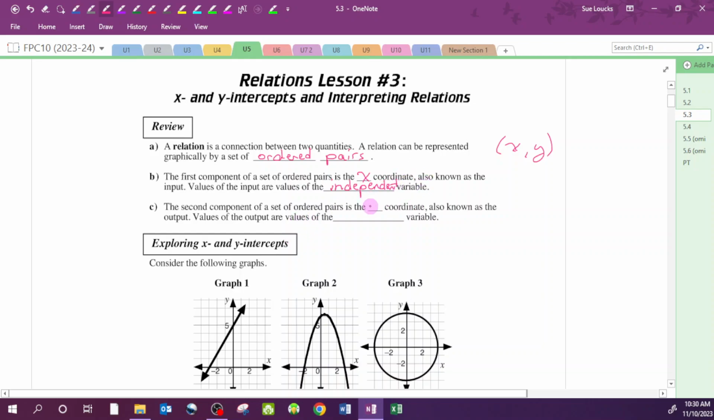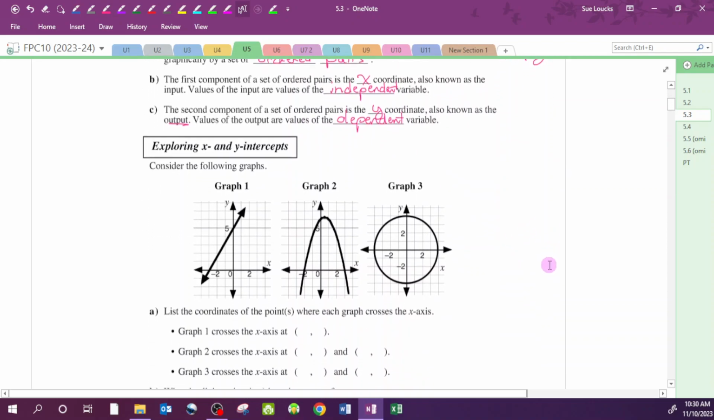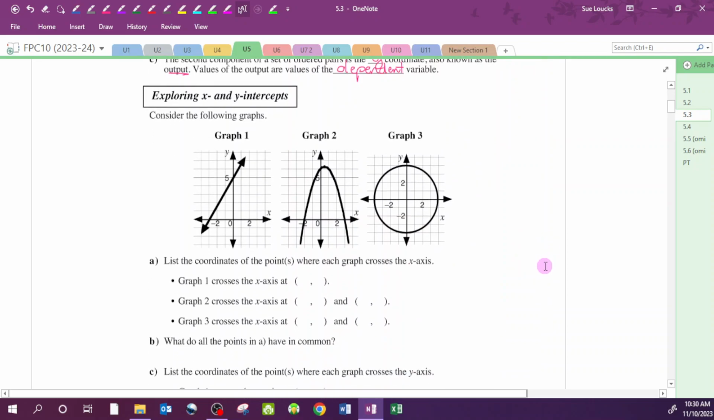And then the second one is the y coordinate, also known as the output, and that's the dependent variable because it depends on what you put in. Okay. So let's look at x and y intercepts. This is a super important concept.